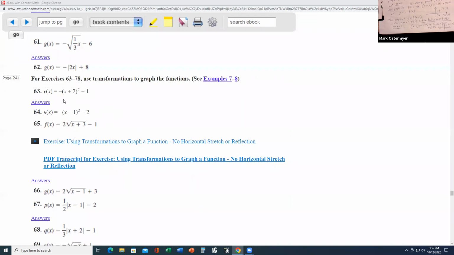Okay, now we're not going to graph these functions because we're running out of time. But ladies and gentlemen, I just want you to illustrate to me what kind of transformations have occurred to the basic quadratic function in problem number 63. What has happened to f of x equals x squared? Talk to me about some of the transformations that have occurred. f of x equals x squared.